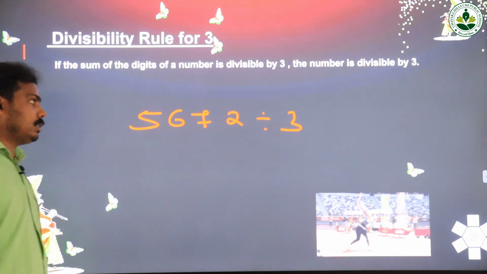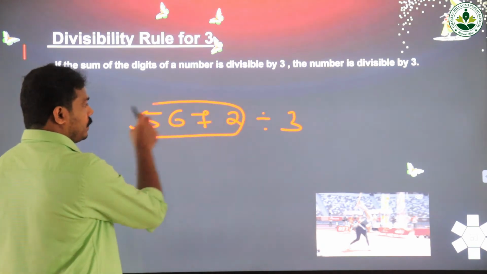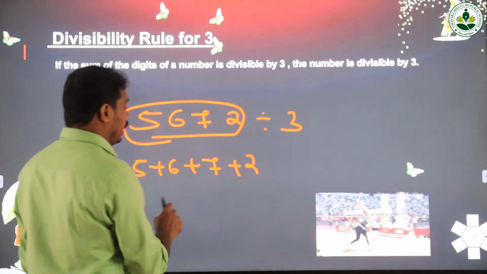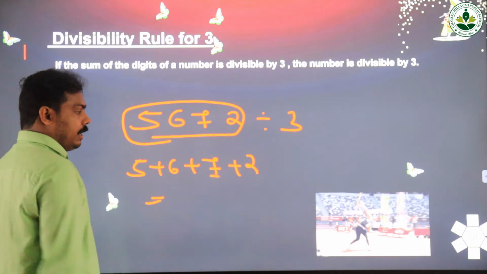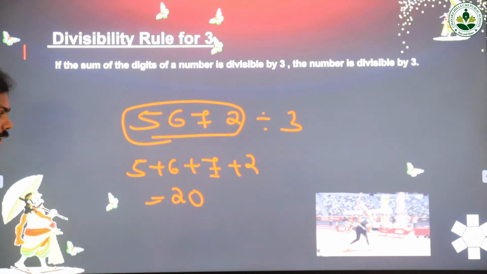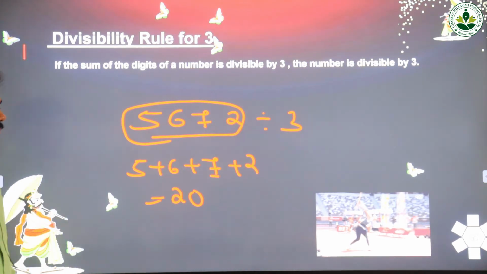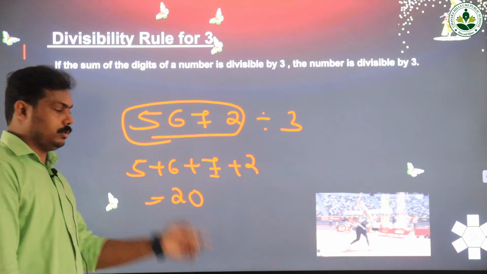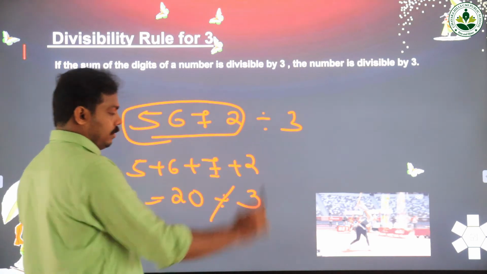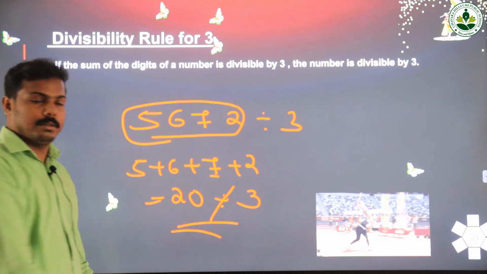We need to check if 5672 is divisible by 3 or not. I will find the sum of the digits of this number. That means 5 plus 6 plus 7 plus 2. 5 plus 6 is 11, 11 plus 7 is 18, 18 plus 2 is 20. 20 is not divisible by 3 because we can't see 20 in 3's table. So it is not divisible by 3.